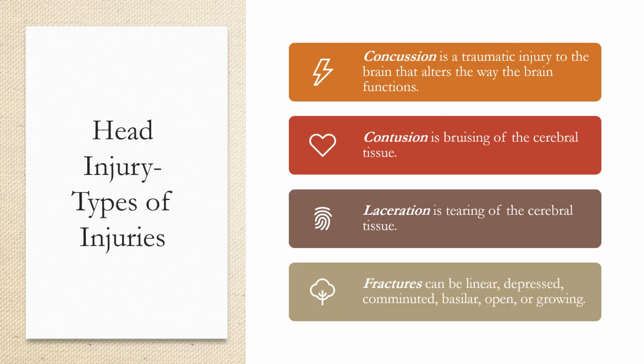So let's briefly have a review of the types of head injuries. We determined that Angela has a concussion. A concussion is a traumatic injury to the brain that alters the way the brain functions. This is more of a minor injury. Contusion is bruising of the cerebral tissue, maybe where the brain has moved around in the skull and caused some bruising. Lacerations is a tearing of the cerebral tissue, and fractures, again, that's where our skull fractures can be linear, depressed, comminuted, basilar, open, or growing.